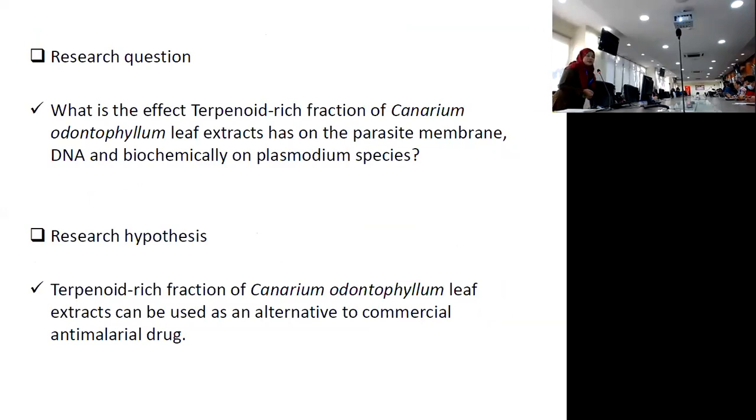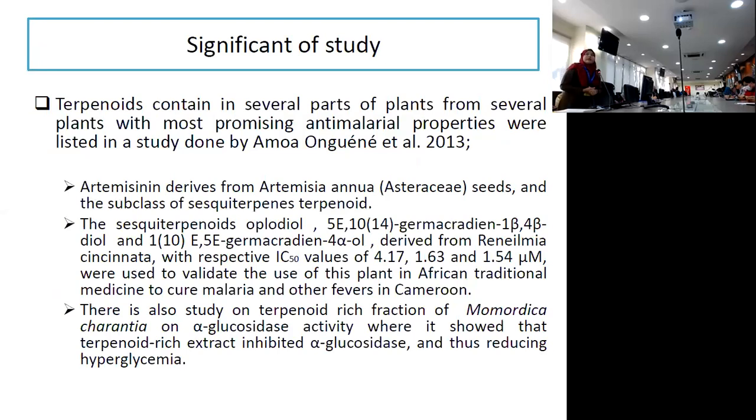So the research hypothesis is that the terpenoid-rich fraction of Canarium odontophyllum root extract can be used as an alternative to commercial antimalarials. So the significance of the study is that terpenoids are usually contained in several parts of plants with the most promising antimalarial properties, as displayed in the study done by Amoa in 2013. For example, artemisinin itself is derived from Artemisia annua seeds and is a subclass of sesquiterpene lactones. And there is also a study of the terpenoid-rich fraction of Momordica charantia on alpha-glucosidase activity, where it showed that the terpenoid-rich extract inhibited alpha-glucosidase and thus reduced hyperglycemia.